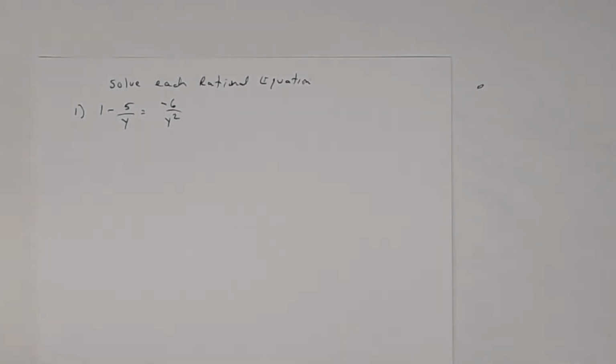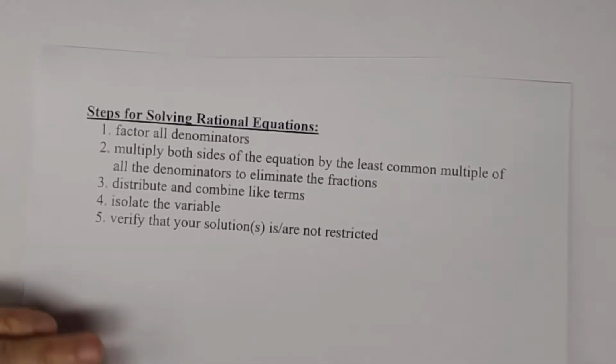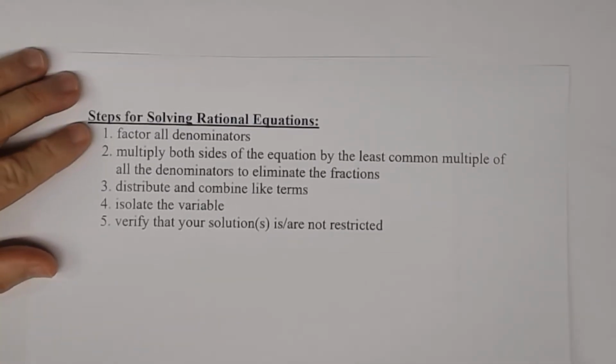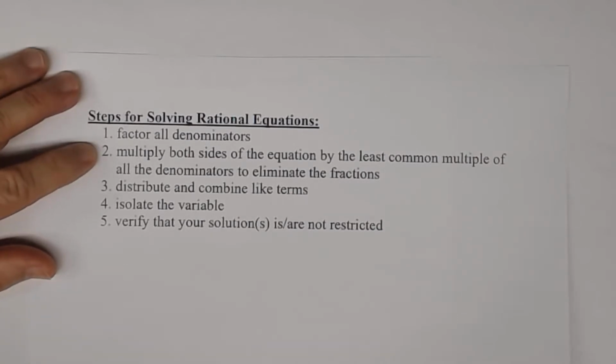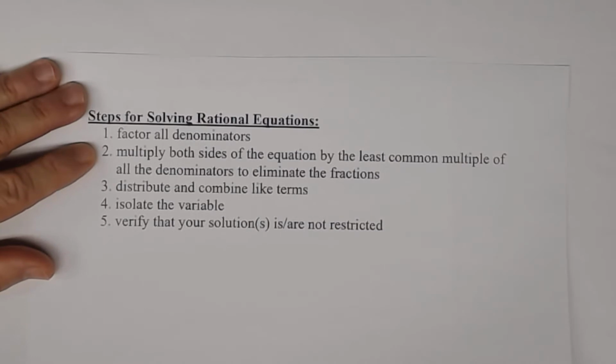Okay, so we're going to continue reviewing the idea of solving rational equations. Now remember, to solve a rational equation, the first thing you're going to do is factor all denominators. Then you're going to multiply both sides of the equation by the least common denominator. And the purpose of that is to eliminate the fractions.